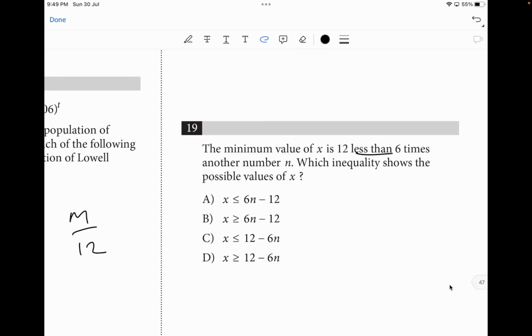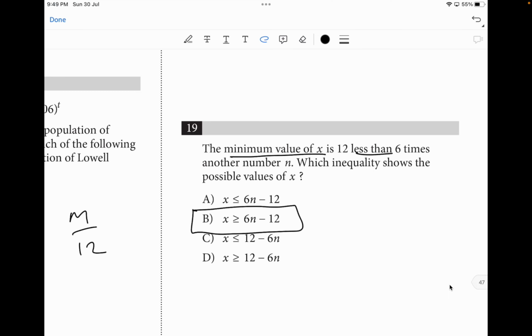And since it's written the minimum value of X, these are all the keywords. Since it's written the minimum value of X, it's going to be choice B. So choice B is going to be your answer for question number 19. This is because it's given the minimum value of X is 12 less than 6 times another number n.